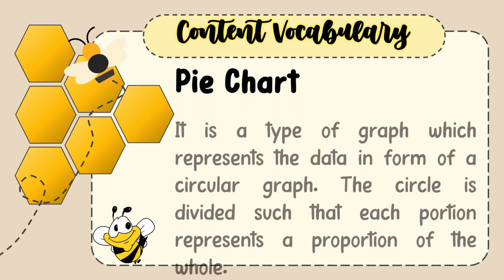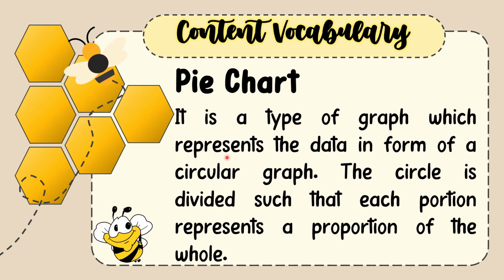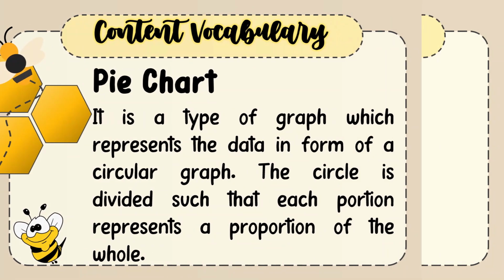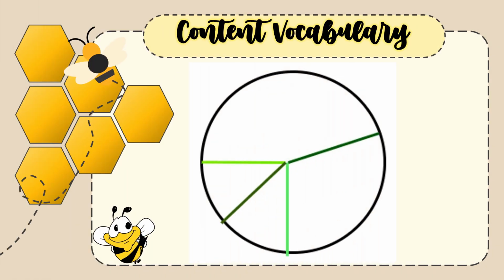Now let's proceed to pie chart. It is a type of graph which represents the data in the form of a circular graph. The circle is divided such that each portion represents a proportion of the whole. So this is what a pie chart looks like. As you can see, there is a whole circle that is being divided into sections.